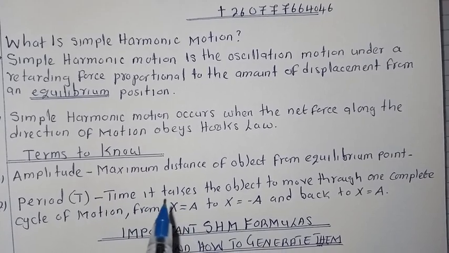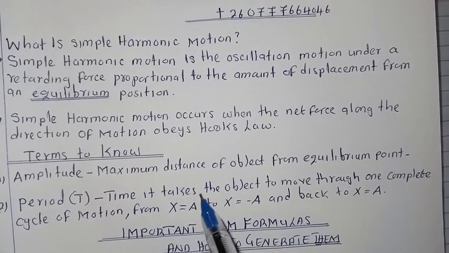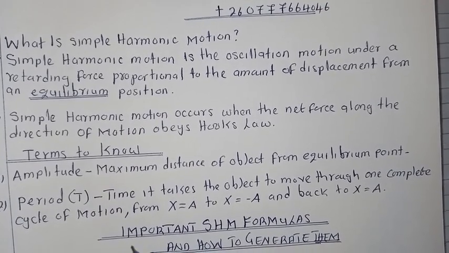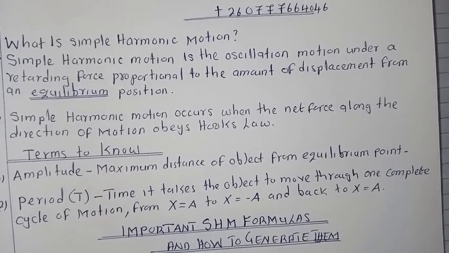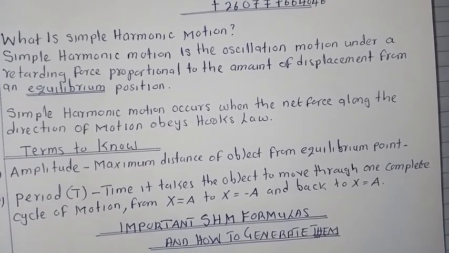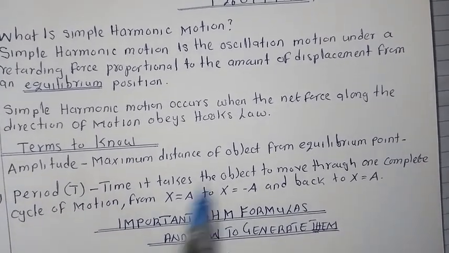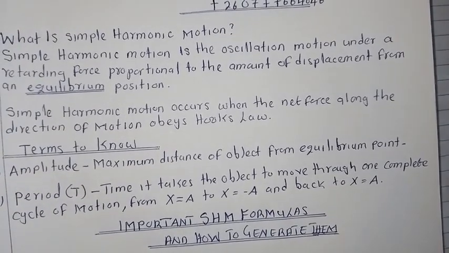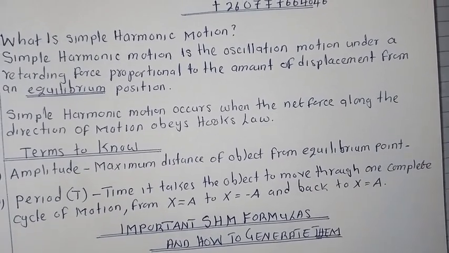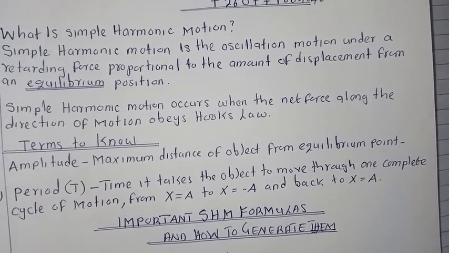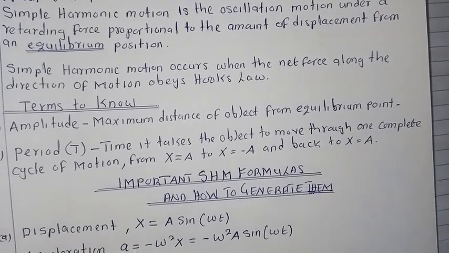Okay, so these are the terms that you are supposed to know. The amplitude, which is simply the maximum distance of the object from the equilibrium point, and the period, which is the time it takes the object to move through one complete cycle of motion, that is from x equal to A to x equal to negative A. These are just motions signifying how the object is moving with reference to the amplitude or the distance. The object may be a spring.